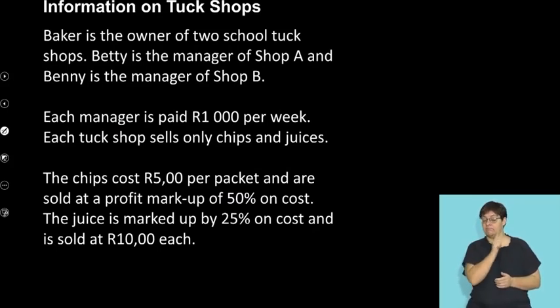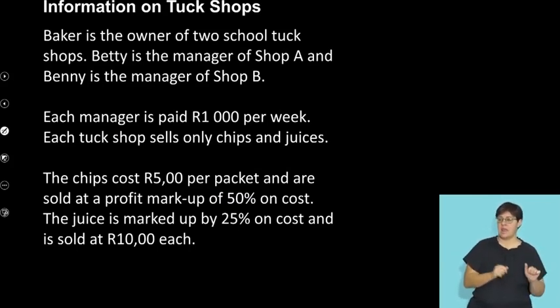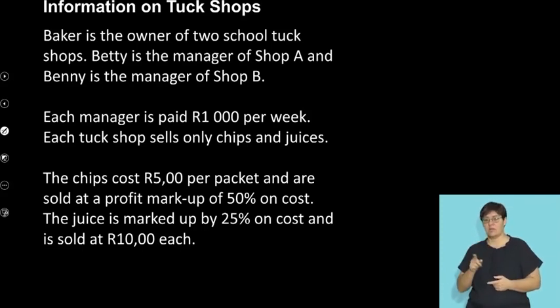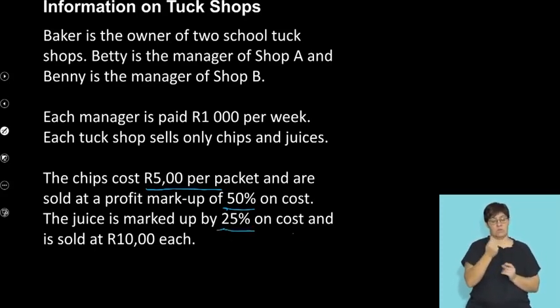They're telling you that Baker is the owner of 2 school tuck shops, Patty is the manager of shop A, and Benny is the manager of shop B. Each manager is paid 1,000 Rand per week. Each tuck shop sells only chips and juices. The chips cost 5 Rand per packet, important information, and are sold at a profit markup of 50% on cost. The juice is marked up by 25% on cost and is sold at 10 Rand each. So that's information regarding the question.